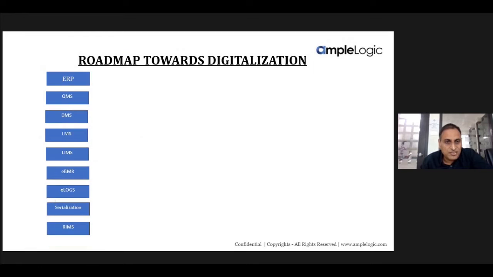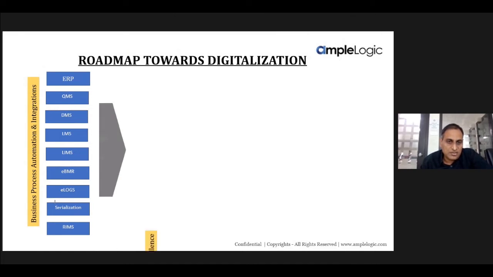Now, what is the roadmap for digitalization? As I mentioned earlier, you have business process automation and integration, which I explained in the previous slides. You already have a good amount of automation in place. Some level of integration is required. The integrations also can be done. So coming to this, what is the next thing?